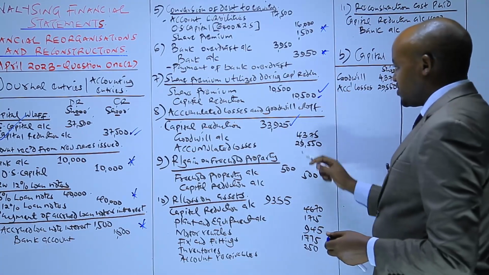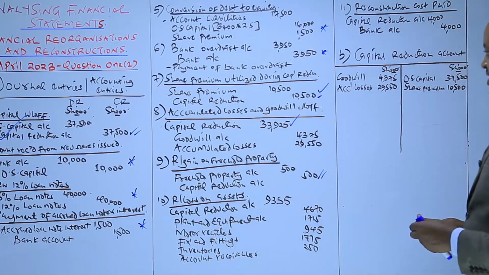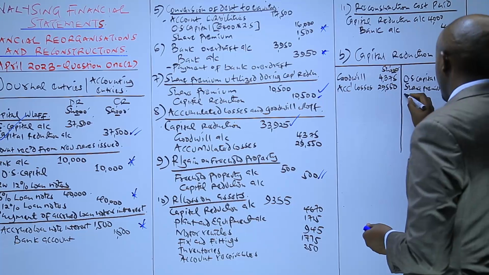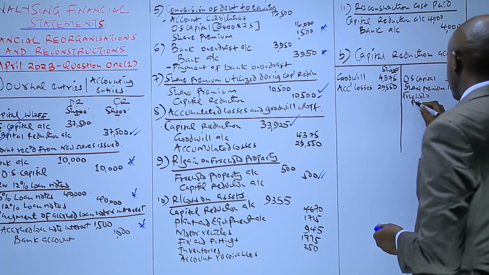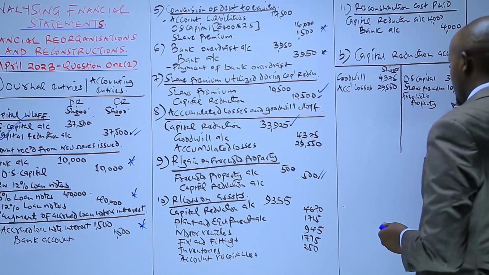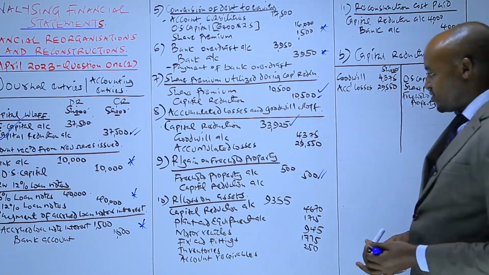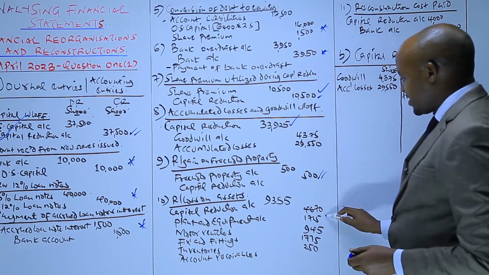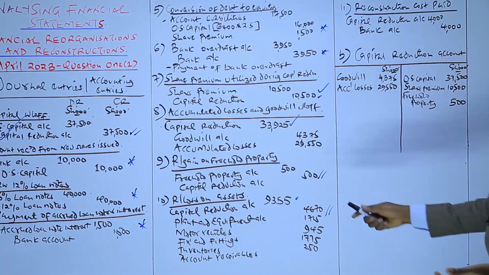Is it affecting the capital reduction? Yes, the capital reduction is supposed to be credited. The other entry is in the freehold property account, with an amount of 500. And then here, the capital reduction account is still affected, whereby that account will be debited with that amount.